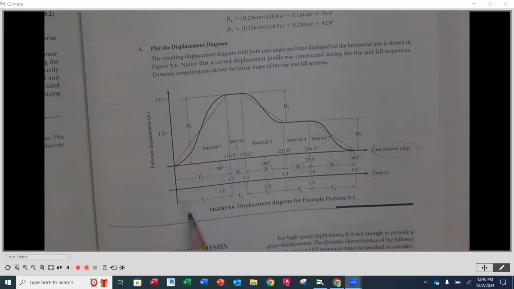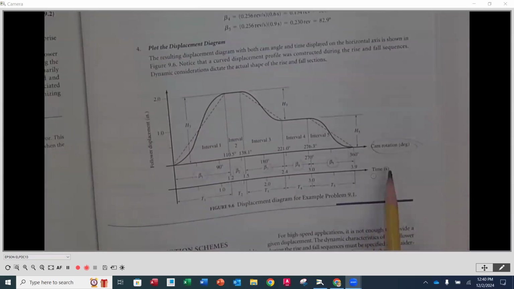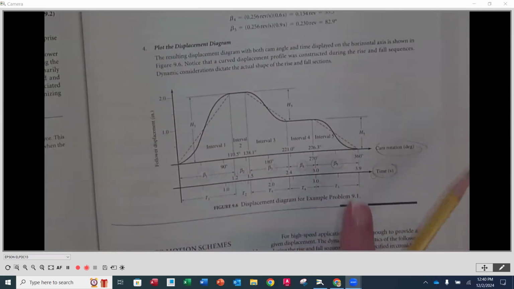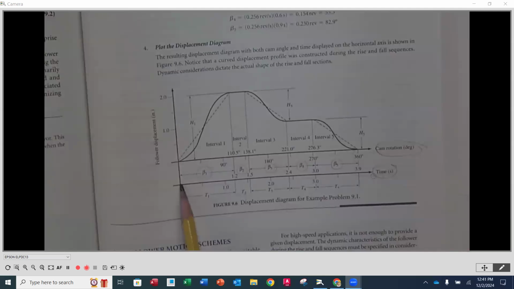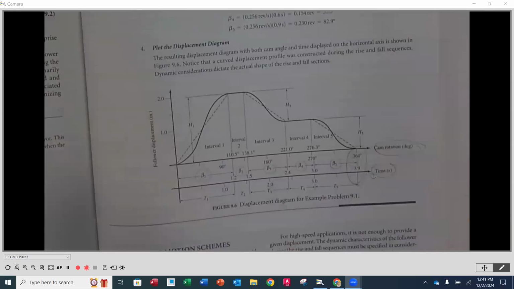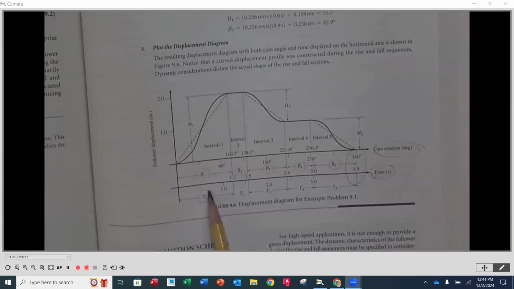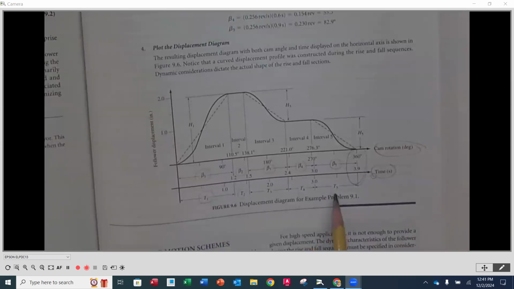Now, the other things that you see down here are going to be the corresponding time. Notice that on the bottom here, this is how much total time it takes to do one revolution. So we start out at a time of 0, and you'll notice that in line with 360 degrees is the 3.9 seconds. That was the total amount of time for one revolution, right? Then you're going to notice underneath here that T1, T2, 3, 4, and 5 are all going to be corresponding to the time for each one of those steps.